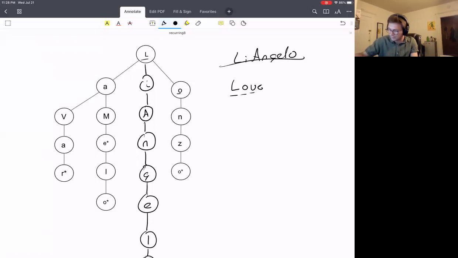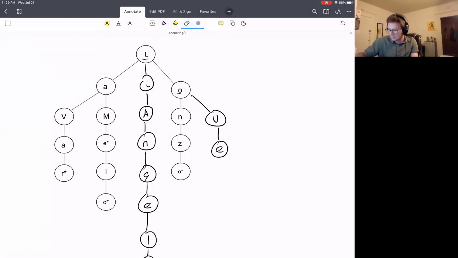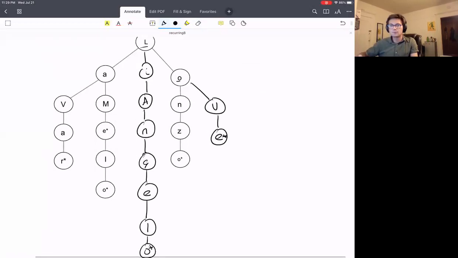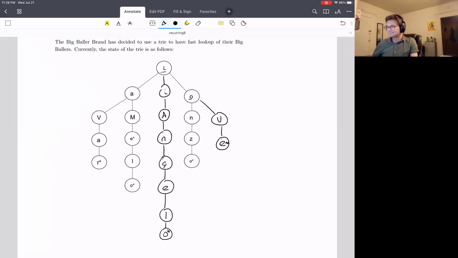Well, there's no V below the O, so I'm just going to add one here. And if there's no V below the O, then there's definitely going to be no E. So we just put that there. And that is basically how we would do that. Oop, and don't forget to mark it as a word. That's basically what our tree is going to look like after this.